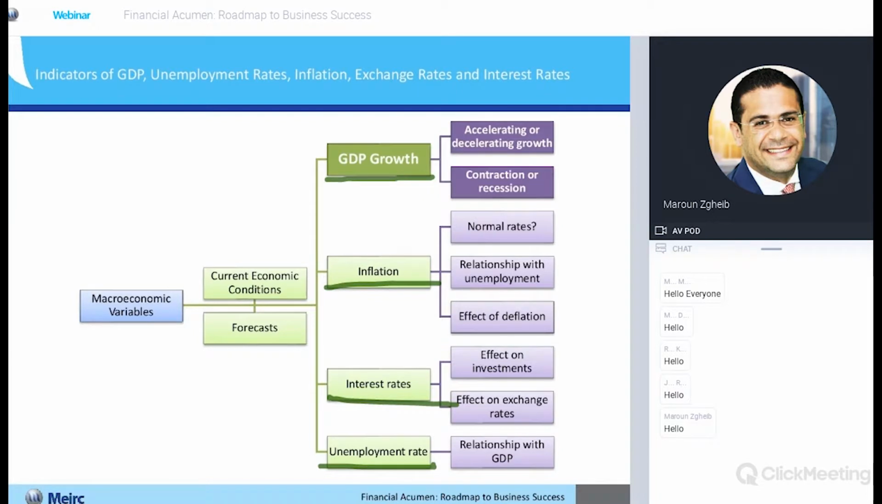Can you tell me what is the largest economy in the world? What is the country with the largest economy, with the largest GDP? US, that's right, Maruf. US is with the largest GDP. What is the second largest economy in the world? The second largest economy in the world.